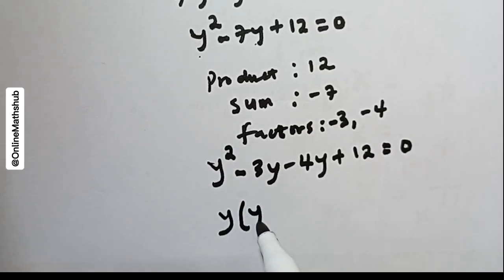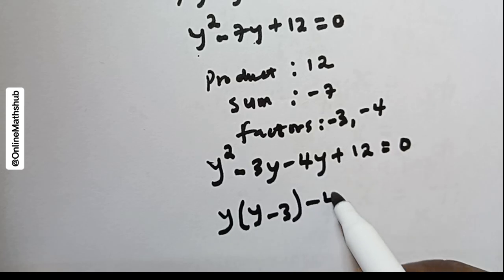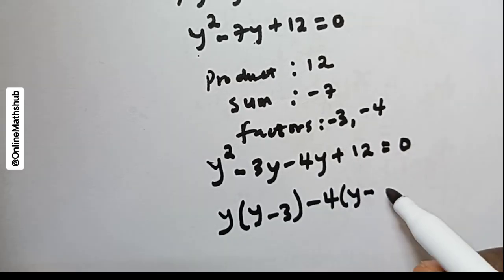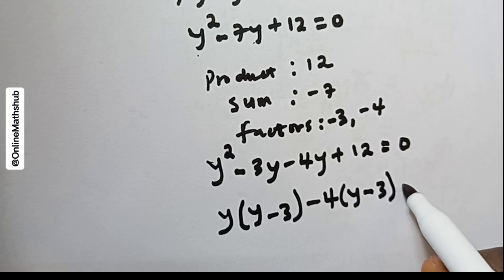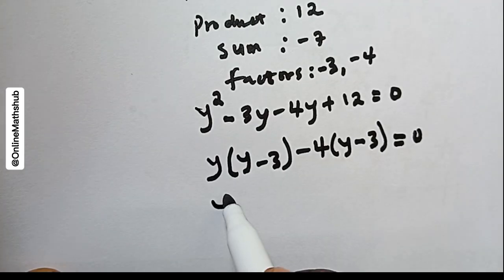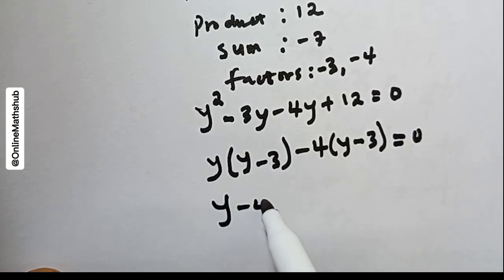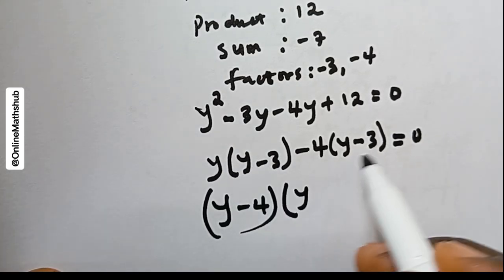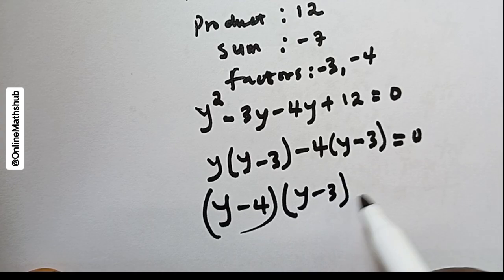So y is going to remain here, y minus 3. And then minus 4 is common here. We factor out minus 4, y minus 3 will remain, and this is equal to 0. Okay, so this is now y minus 4 times y minus 3, brackets. I'm going to pick one of these brackets, and this is what I have.